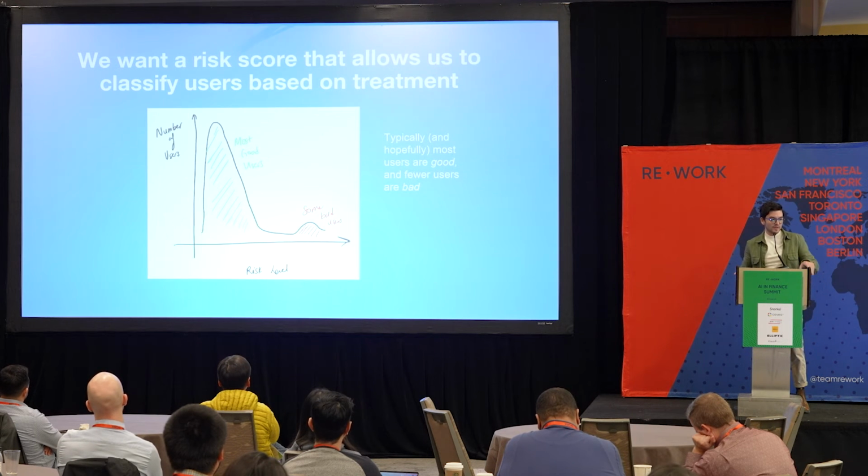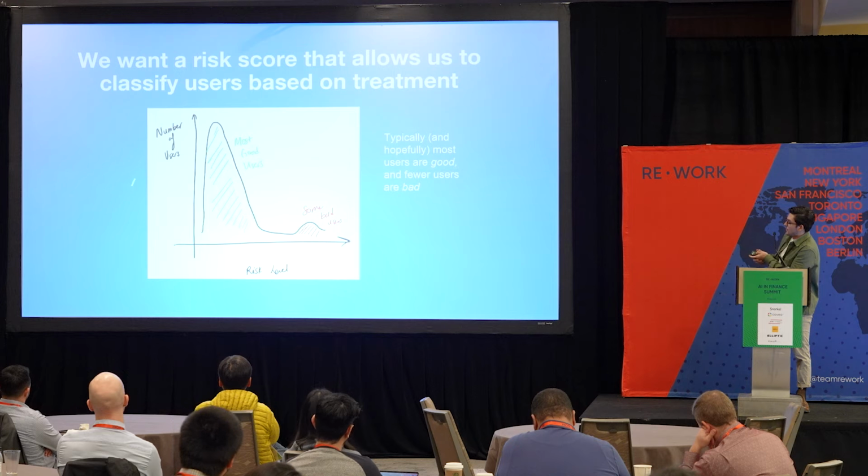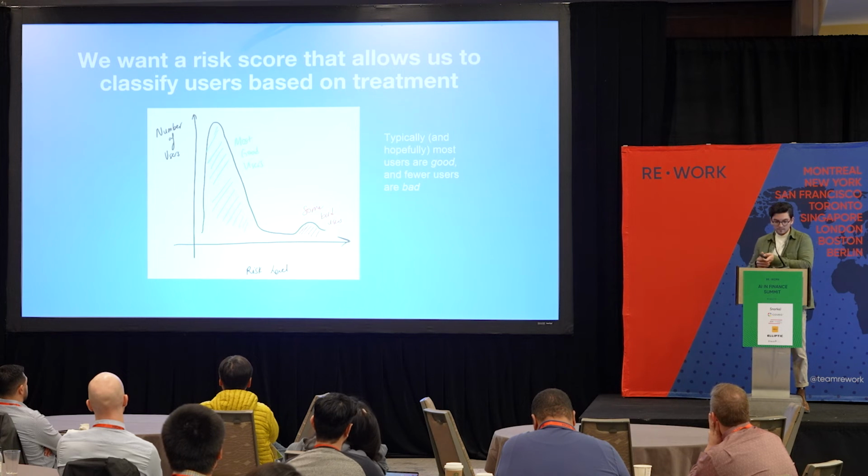So we want a risk score that allows us to classify users based on the treatment. This is what the model will actually output, the risk level, or the risk score. The way you read this is: most users are good, and some users are bad. So you want to build a score that gives you this shape so that you can cut it here, and say, from here to here, you're bad, and from here to here, you're good.